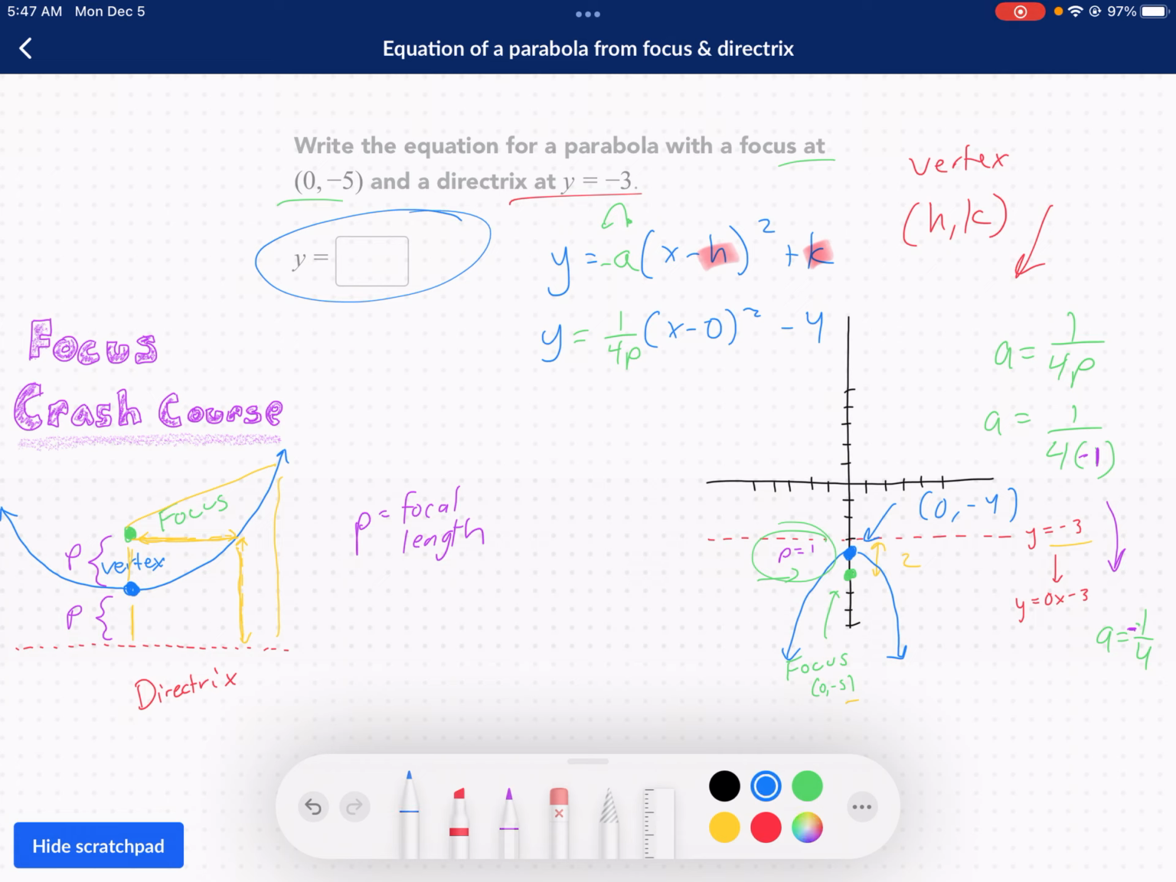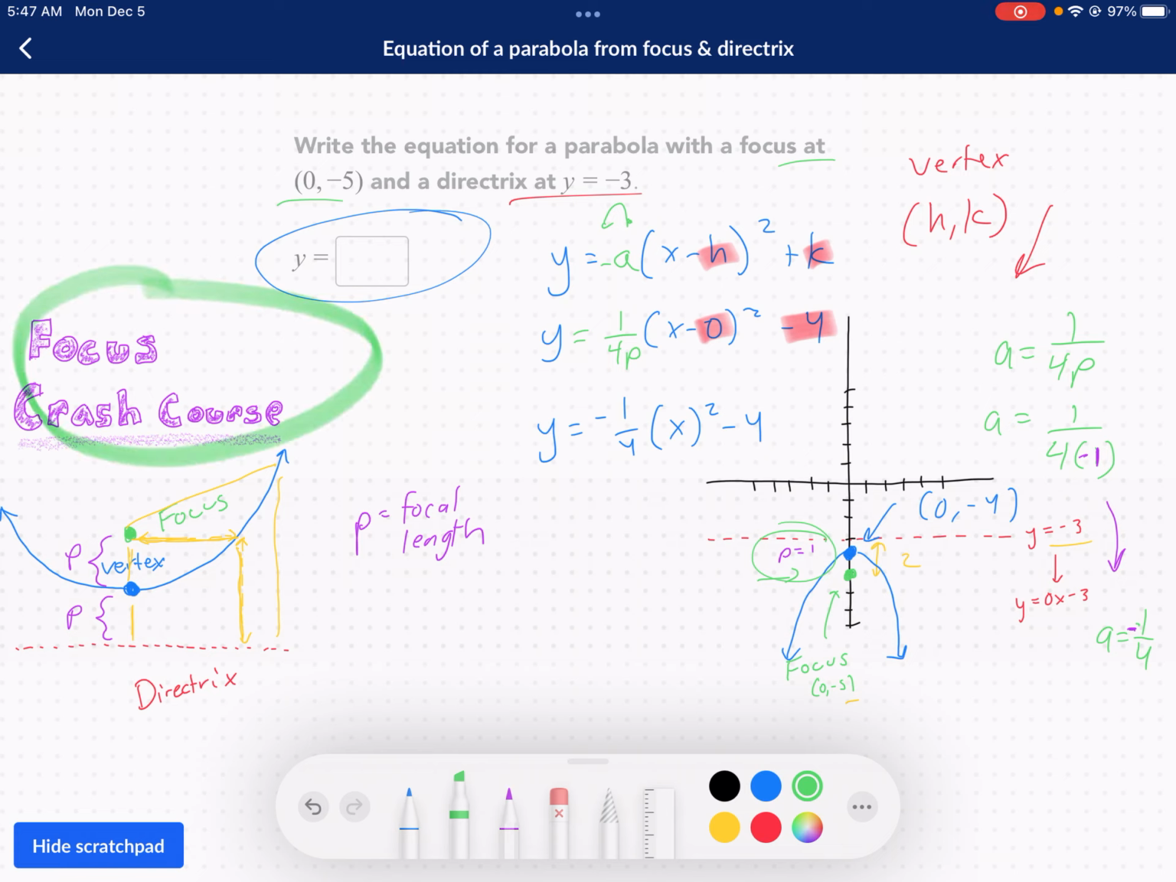So our final equation is going to be y equals negative 1 over 4 times x minus 0. In this case, we can just call it x squared minus 4. Again, our vertex was 0, 0, negative 4. That's our vertex. We had our a value from using the focal length, which we talked about in the focus crash course over here. And then that's vertex form, and that's it. We knew that it was negative because it opens down.